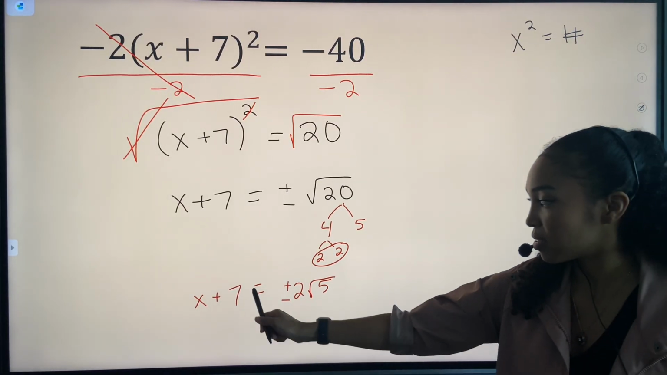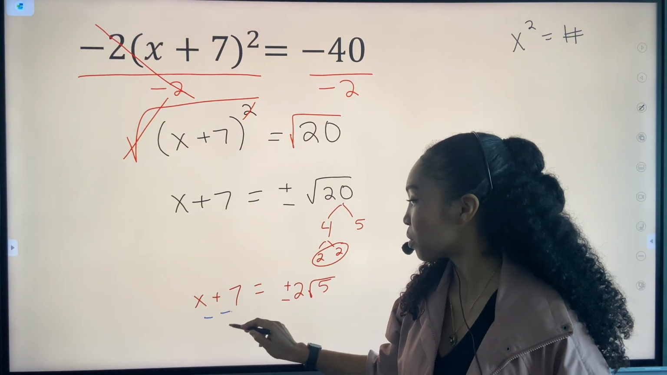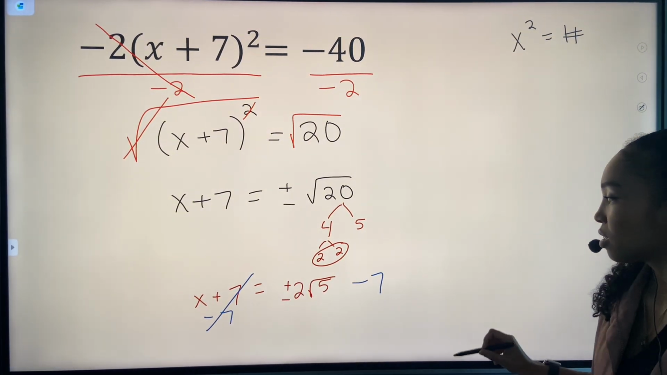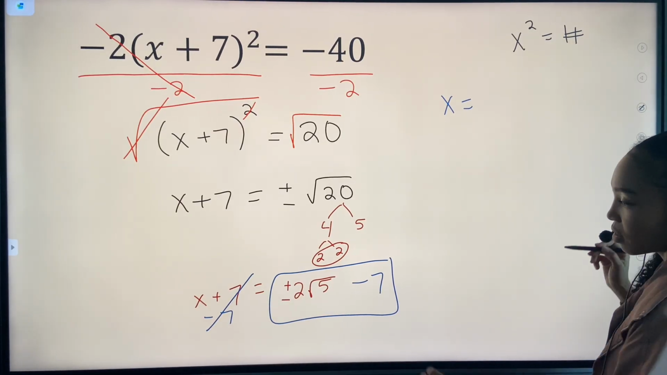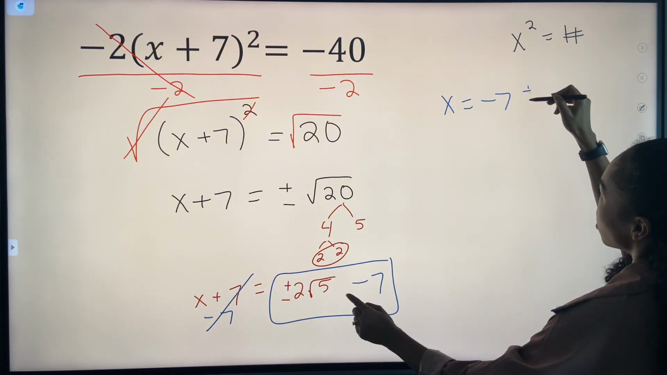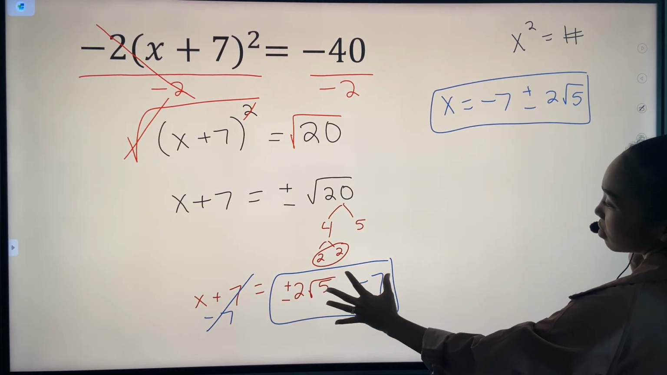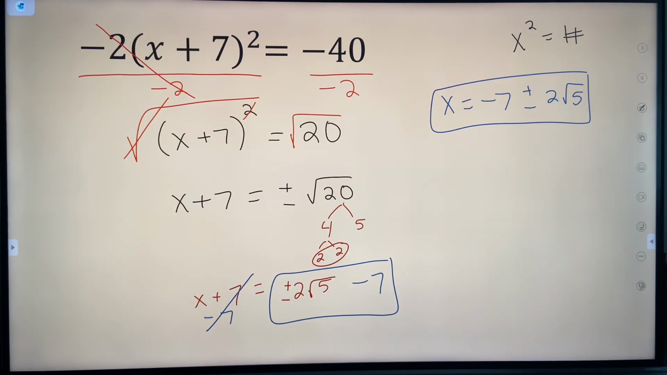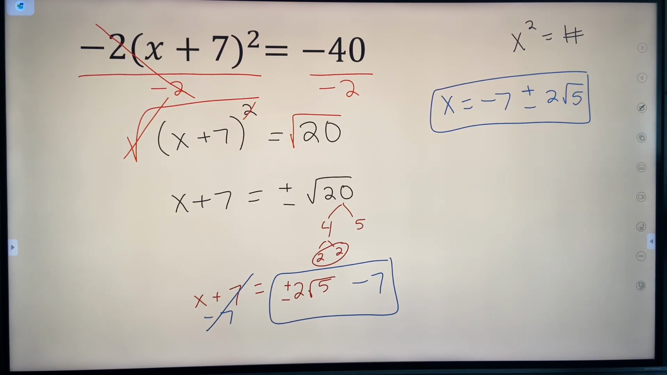I just need to get rid of this 7. So I'm going to subtract 7 from both sides. So this is your final answer. X is equal to this. And I like to put the number in the front, and then I like to put the radical in the back. But if you keep it like this, you're not wrong. This is just the way you would see it in a textbook and stuff like that.